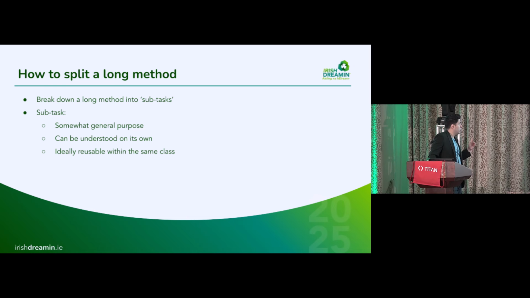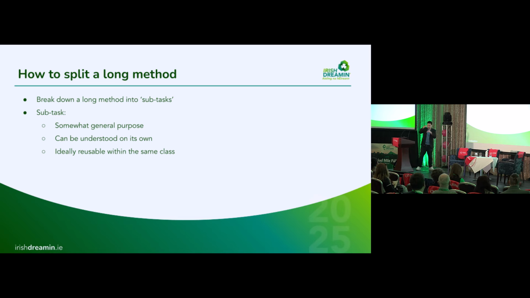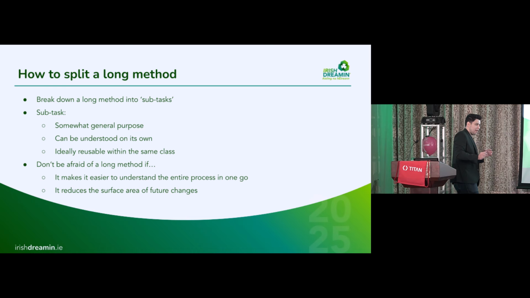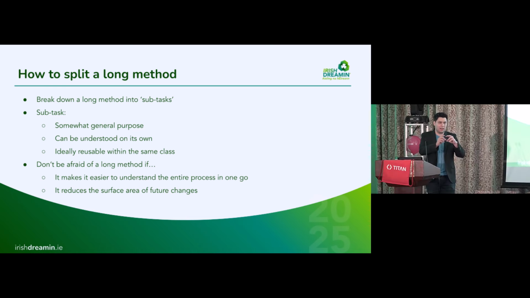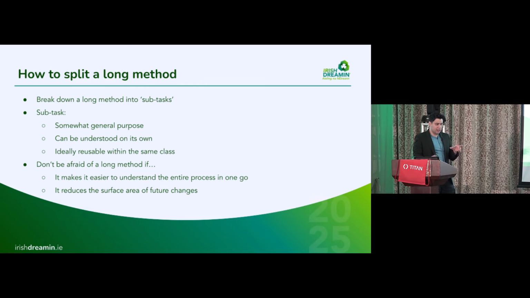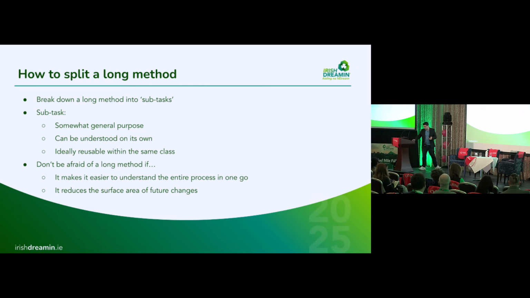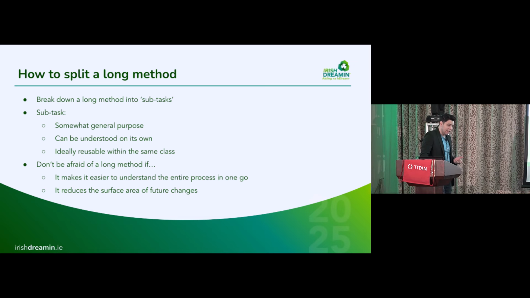The guidance that I would give, how do you know when to split a method, is try to think of a subtask. If this method is doing this many things, is there anything that I can take out of here that is a bit more somewhat general purpose? Not that I'm just taking a piece of functionality randomly, but that I can think of this as a subtask that can be understood on its own, and that ideally could be reused within the class.